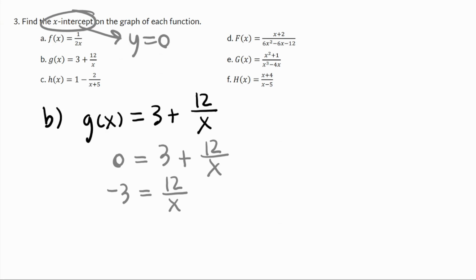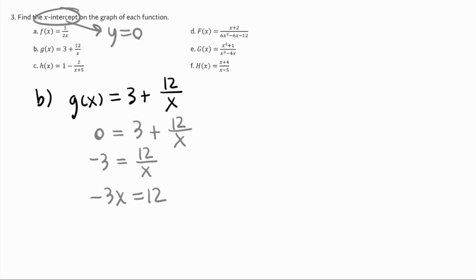If not, multiply both sides by x: negative 3x equals 12. Divide both sides by negative 3, and x equals 12 divided by negative 3, which is negative 4. So my intercept will be negative 4, or we could write it as a coordinate pair, negative 4 and 0.